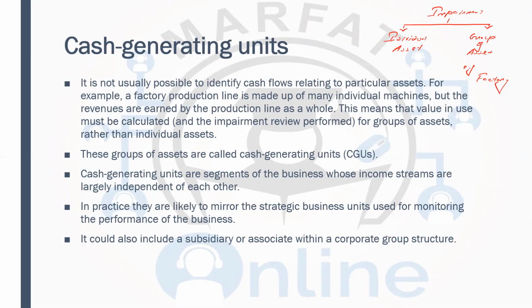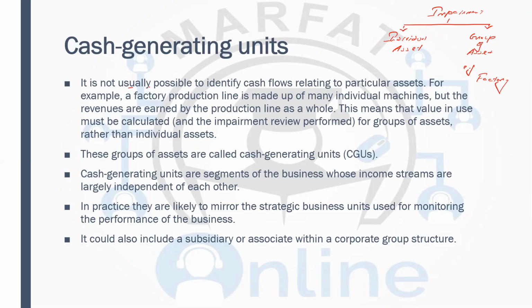So for example, if the demand for that peanut butter is decreasing in the market, that is an indicator of impairment. All those assets within the factory are subject to impairment. So instead of assessing the impairment of individual assets, we are going to assess the impairment of the whole cash generating unit, which is the group of assets, for example, the factory. In that case, we will not be assessing the impairment of individual assets. Instead, we'll be talking about the group of assets.